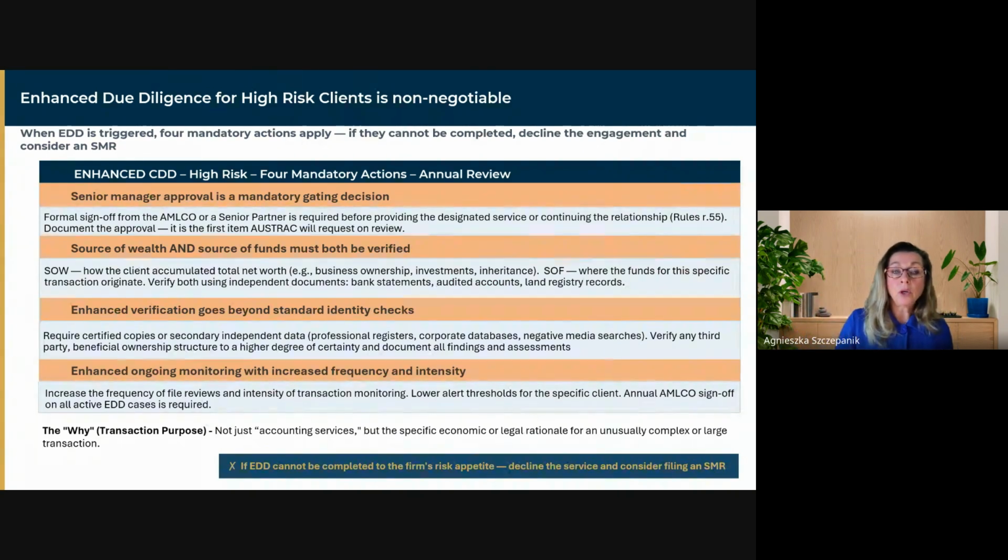Agreed. You need enhanced verification beyond the standard identity checks. So where you require certified copies, where you do your ID&V, so we call that ID&V, identification verification, on your individuals and beneficial owners, you may need secondary independent data, so professional registers, corporate databases, negative media searches, where you verify any third party beneficial ownership structures to a higher degree of certainty.